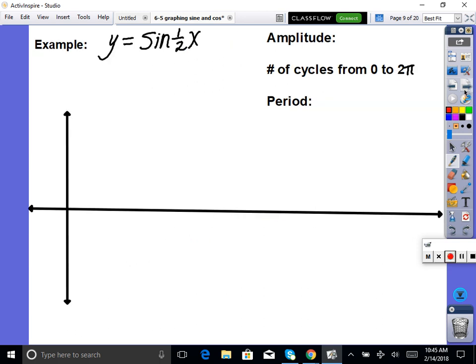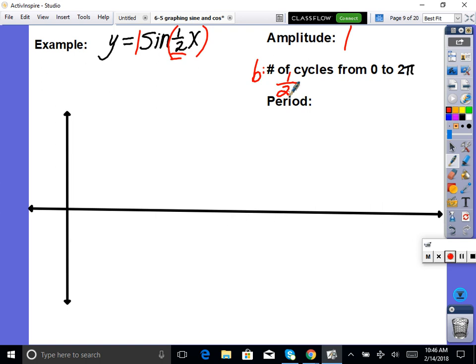Here we go, everybody. These are the steps I take to graph it accurately. I list out my amplitude. I talk about the number of cycles from 0 to 2 pi, and then I list out my period. So this is sine of 1/2 x. My amplitude is 1. The number of cycles from 0 to 2 pi, that's the b value, which is a half, everybody. There's a half of sine from 0 to 2 pi. So isn't that horizontally stretched out?